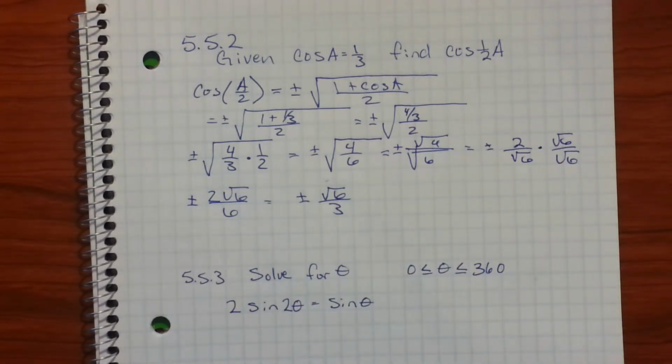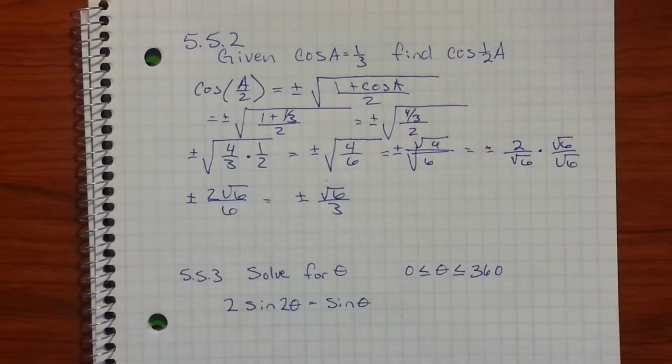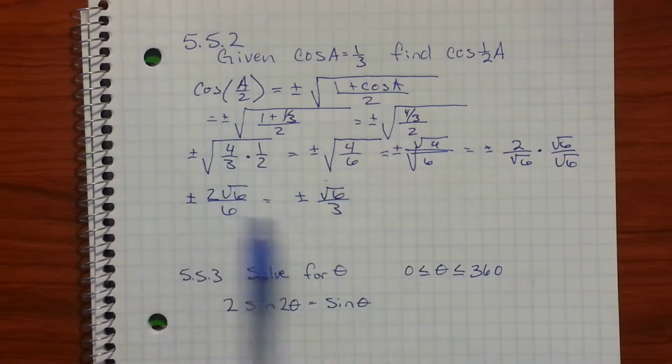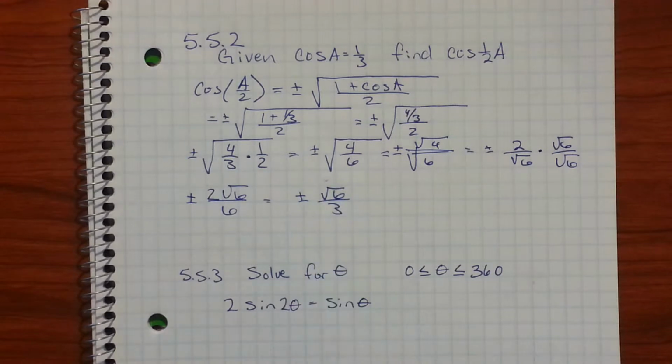So I do have two possible answers on this one. It just depends on where the angle is going to be located. Usually they'll say, oh, cosine has to be in the first quadrant. So we know in the first quadrant that cosine would be positive, and so I would just throw out the negative on this one. But it doesn't really say where it's located, so there's a possibility for it to be positive or negative.